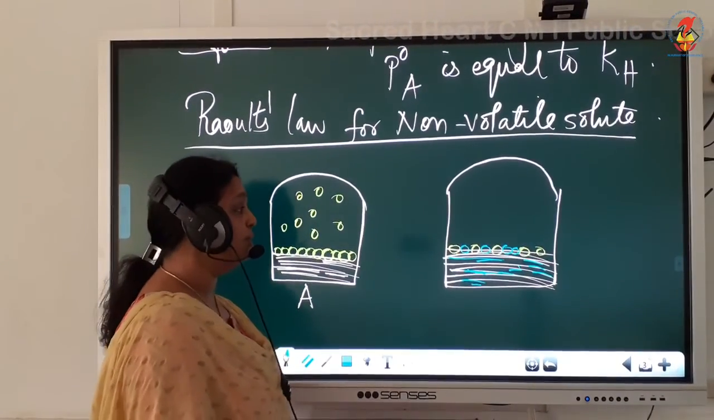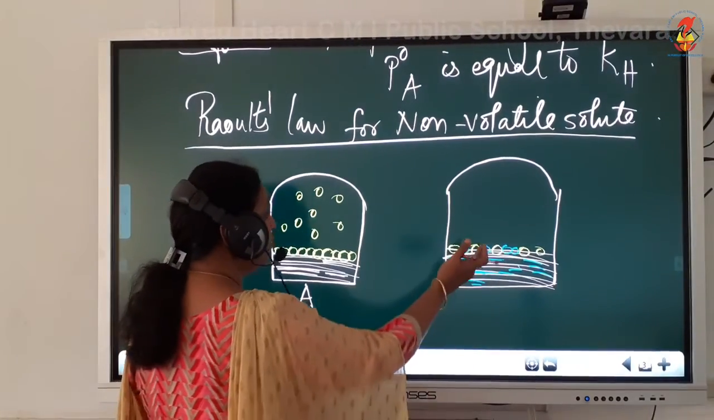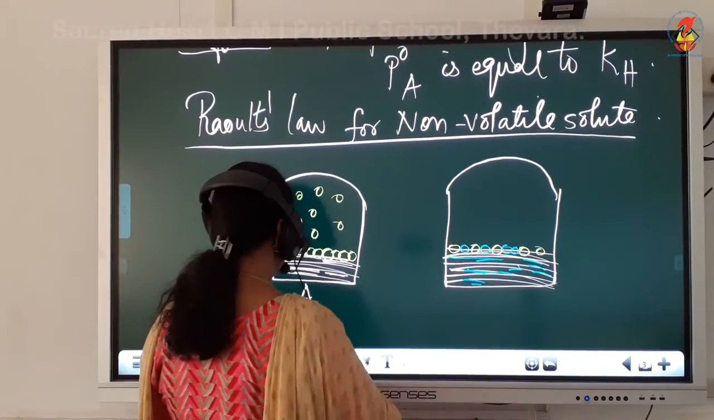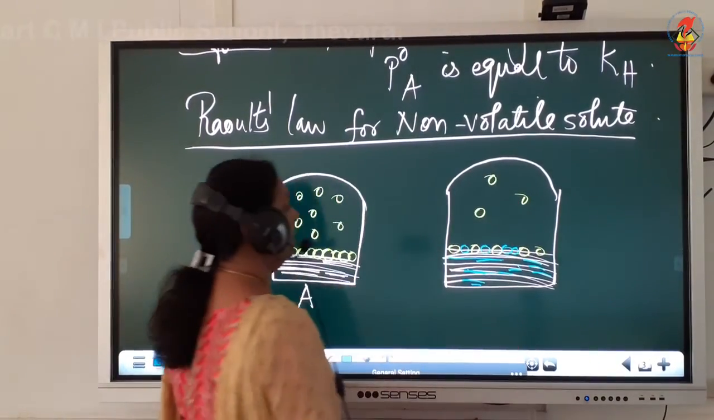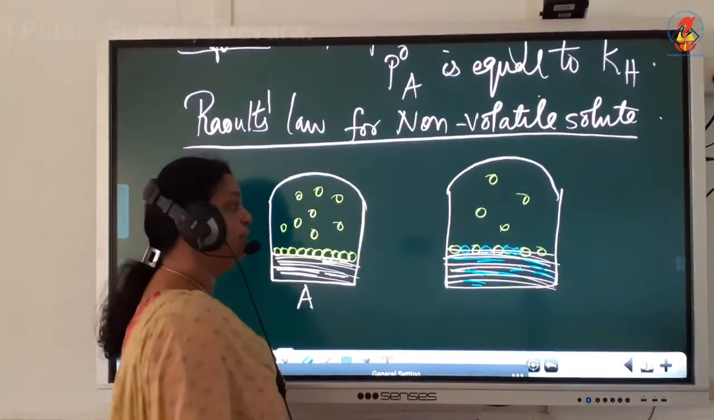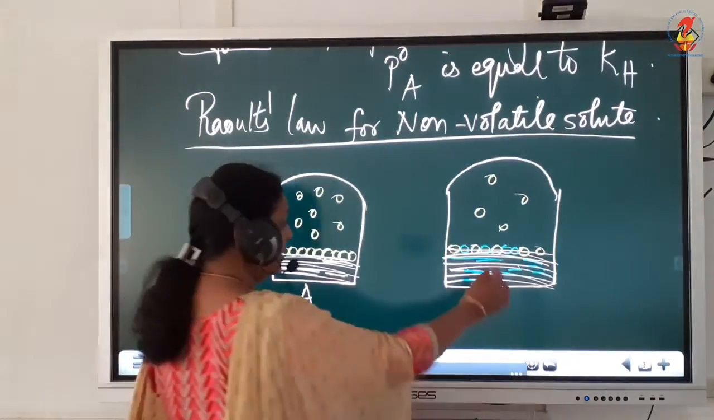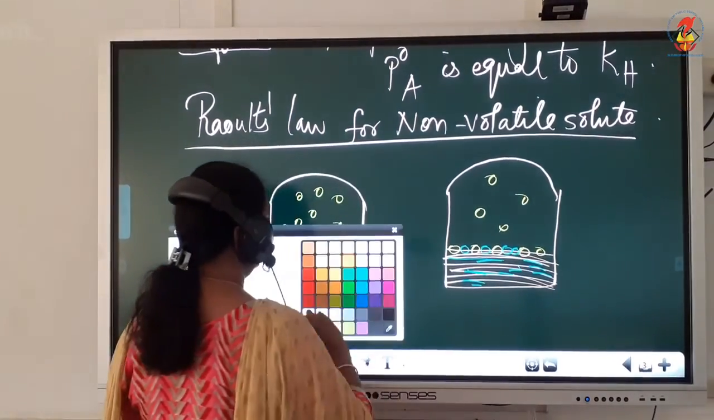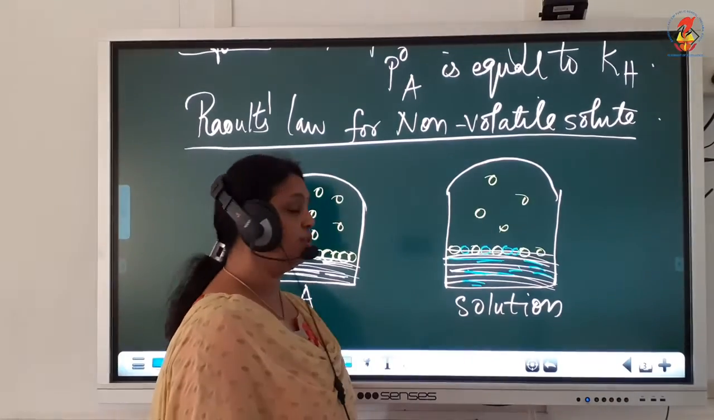But we know that the solute particles are non-volatile. So what happens? The number of solvent molecules that go into vapor state decreases. So this is now a solution. Solution means we have the solvent plus solute inside this container.